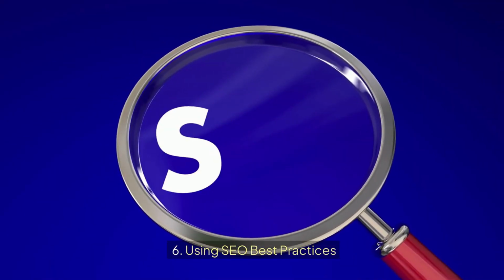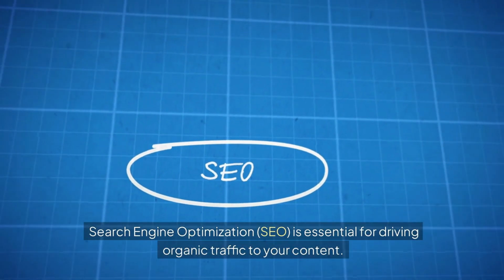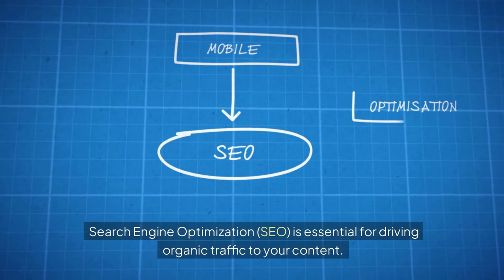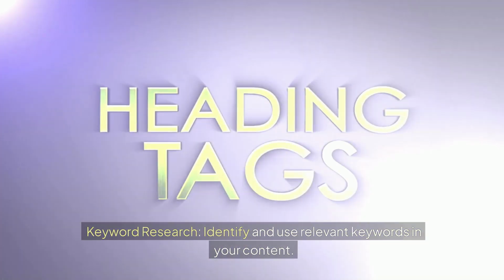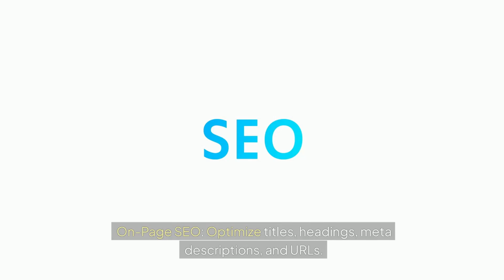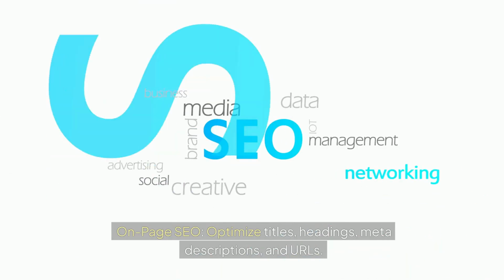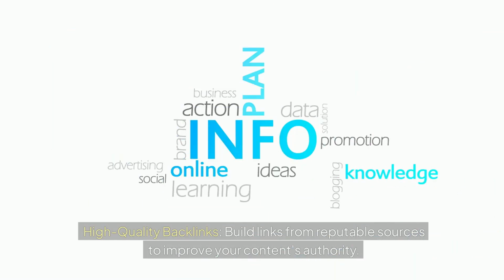6. Using SEO best practices. Search engine optimization, SEO, is essential for driving organic traffic to your content. Here are some SEO best practices to follow. Keyword research. Identify and use relevant keywords in your content. On-page SEO. Optimize titles, headings, meta descriptions, and URLs. High-quality backlinks. Build links from reputable sources to improve your content's authority.